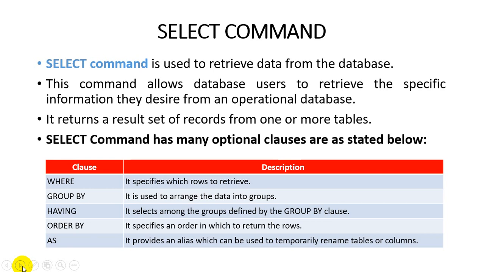It also provides the alias, which can be used to temporarily rename a table or a column. It is an important point: whenever we retrieve some information with the help of an alias, meaning a temporary name, it is not a permanent one, it's just to provide particular results. Whenever a query is executed on a temporary basis, we use the alias. So it is also important in the select command.